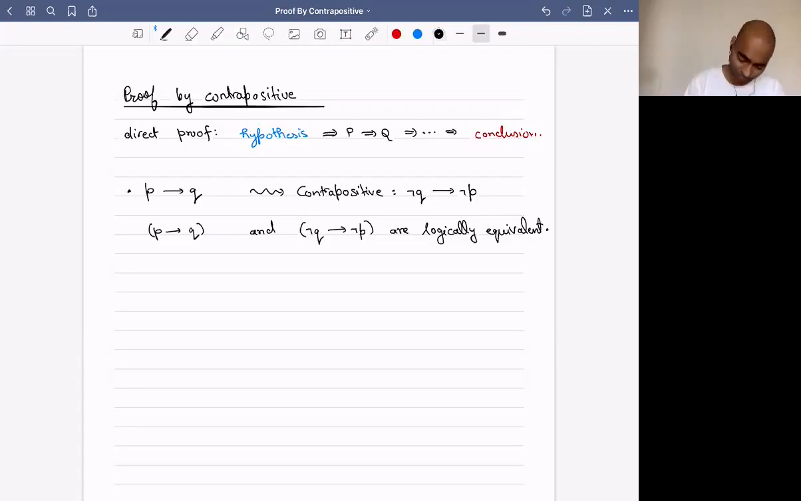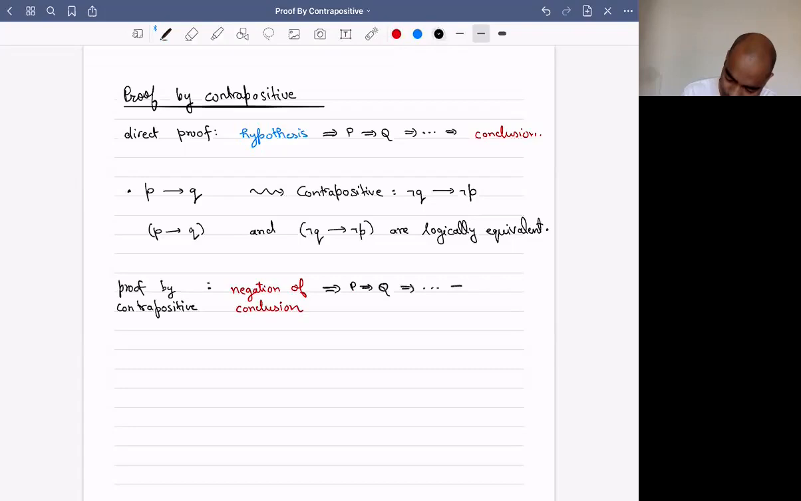And so proof by contrapositive starts with the negation of the conclusion, and through a sequence of logical direct implications, you reach the negation of the hypothesis. Typically, we use proof by contrapositive when the negation of the conclusion is easier to describe than the hypothesis.